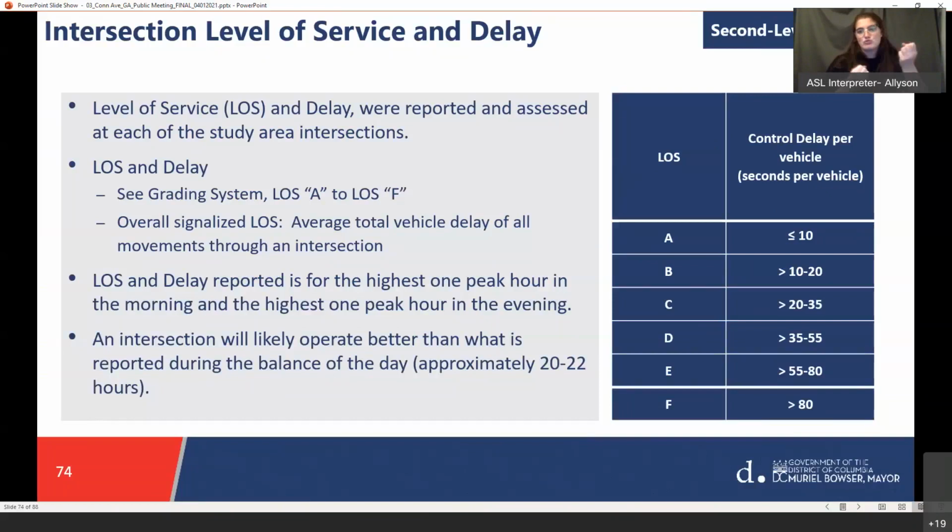An intersection operating with less than 55 seconds of delay is generally denoted as level of service D or better. And an intersection operating between 55 and 80 seconds of delay is level of service E. An intersection with greater than 80 seconds of delay would be level of service F. E and F represent generally constrained conditions at an intersection. Next slide.